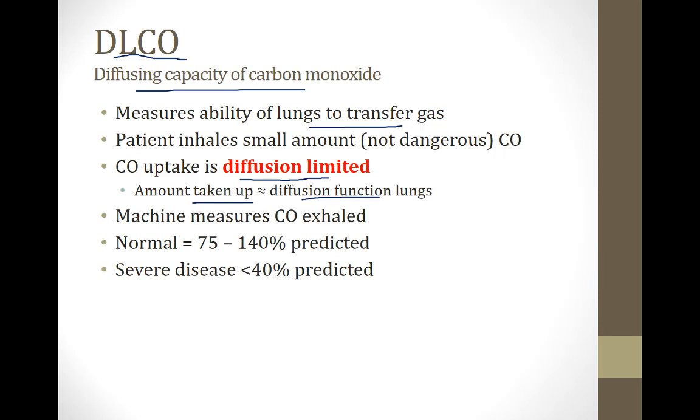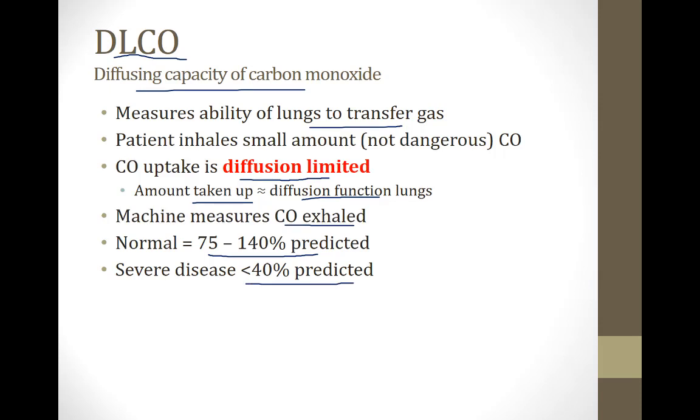A machine then measures the amount of carbon monoxide that is exhaled, and the difference between the inhaled and the exhaled is the amount taken up by the blood. The machine then calculates a DLCO and compares it to a percent predicted for the patient based on age and other factors. Normal is 75 to 140% of predicted. In patients with severe limitations to uptake of gas due to lung disease, it can be less than 40% predicted.